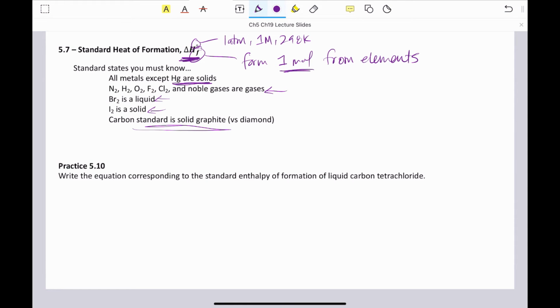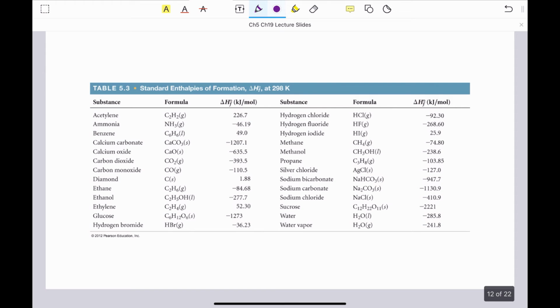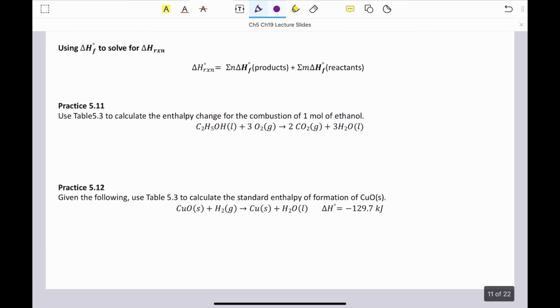Okay, so let's do a practice. It says write the equation corresponding to the standard enthalpy of formation of liquid carbon tetrachloride. So it's going to form 1 mole of carbon tetrachloride, liquid, from its constituent elements. Its constituent elements are carbon in the form of graphite plus Cl4, so it'd be 2 Cl2 gas, because it must be from its constituent elements, and that would be a standard enthalpy of formation process for CCl4. And if we look here, no, they don't have carbon tetrachloride on here. So whatever the delta H for that process is, it would correspond to that.